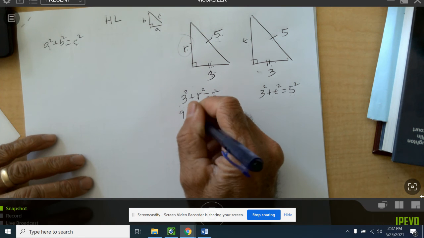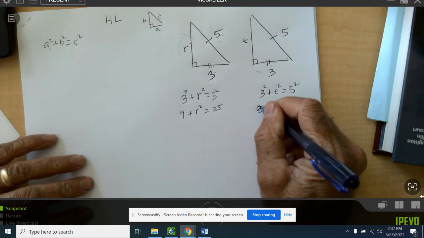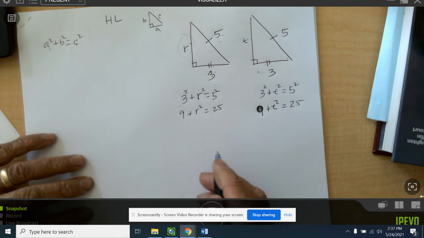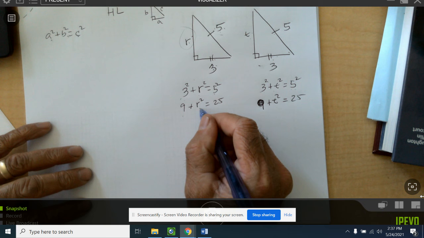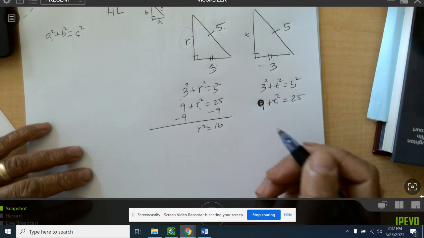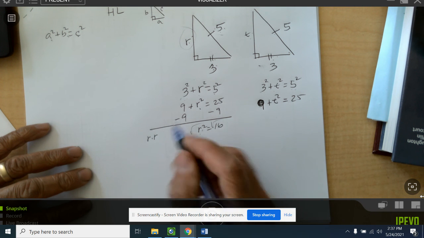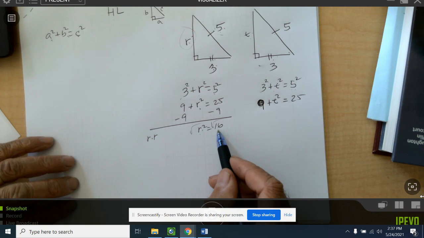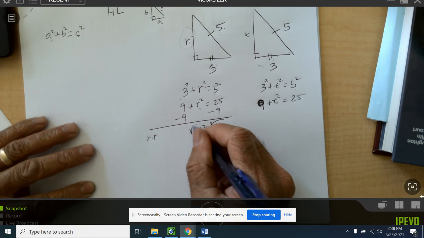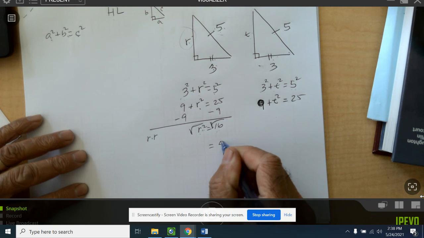So let's see what we end up with. It should be the same. Okay, so I'm going to get R squared all by itself. I want to find out what R is, so I take the square root. R is just R times R, so we're looking for a number that multiplies by itself to get 16. What is that? 4. The square root is the inverse operation of squaring something, so the square root of 16 is going to be 4.